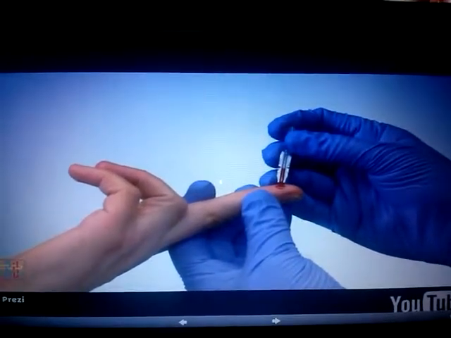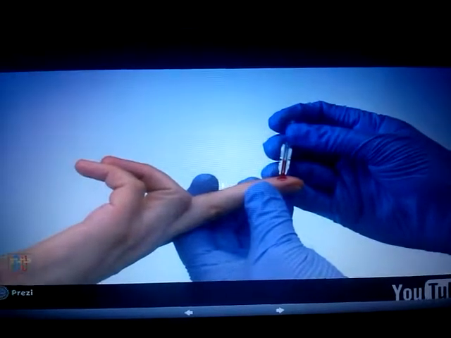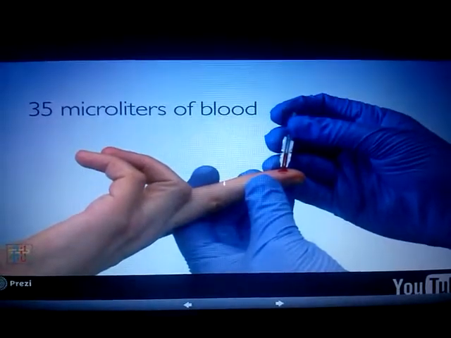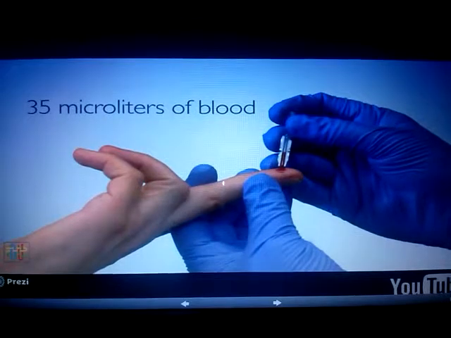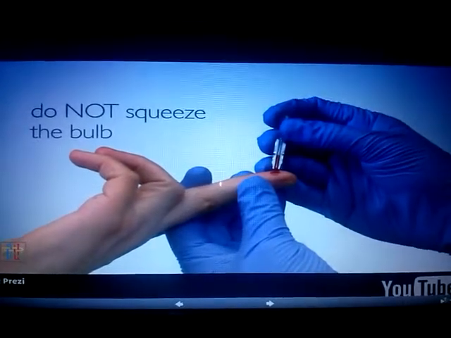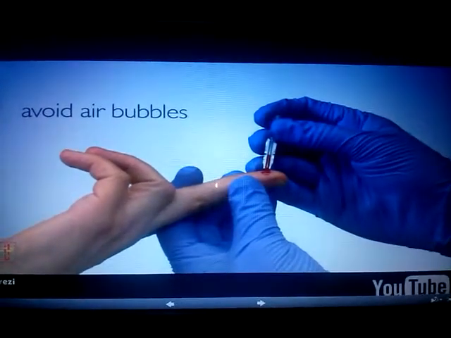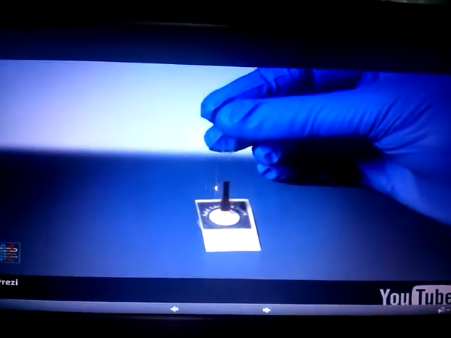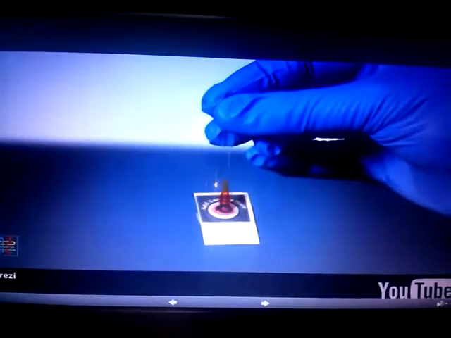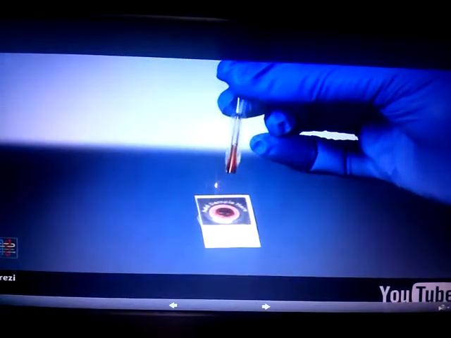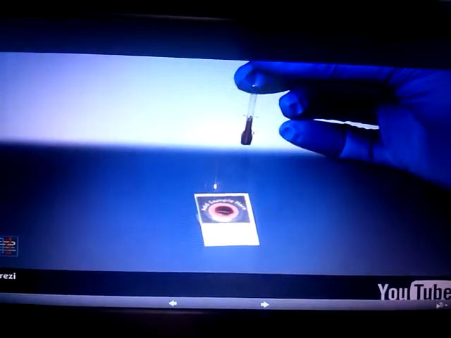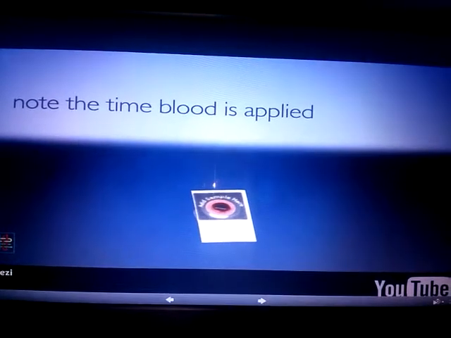Capillary action will automatically draw blood to the black line and stop. The tube requires 35 microliters of blood to fill to the line. Do not squeeze the bulb of the tube when filling. Avoid drawing air bubbles into the tube. Immediately touch the tip of the tube to the white circle on the back of the test under the Add Sample Here label. Squeeze the bulb of the tube so that all of the blood dispenses from the tube to the test, and the entire white circle turns red with blood. Note the time when blood is applied to the test.